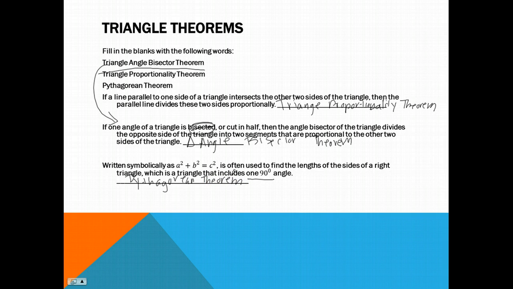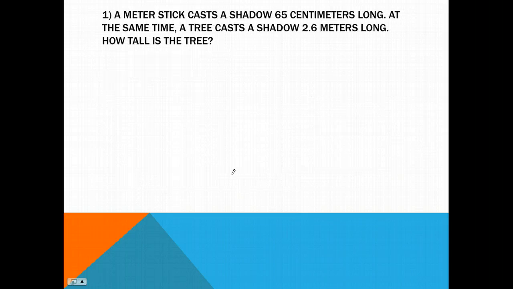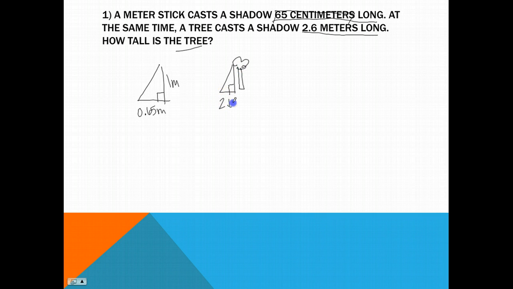All right, let's get into these 4 problems we're going to attack. So the first one, we're told a meter stick cast a shadow 65 centimeters long. At the same time, a tree casts a shadow 2.6 meters long. How tall is the tree? Now here we're going to do a sketch. So this is something we've taken a look at before. So since we have a meter stick, its height is 1 meter. Since it casts a shadow that's 65 centimeters long, in meters that would be 0.65 meters. And we're told we have a tree, here's our tree, cast a shadow 2.6 meters long. We want to know how tall the tree is.